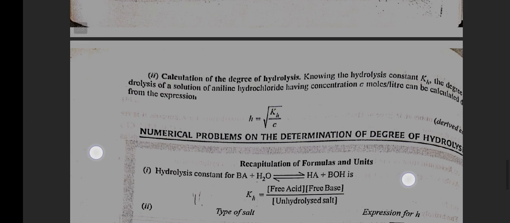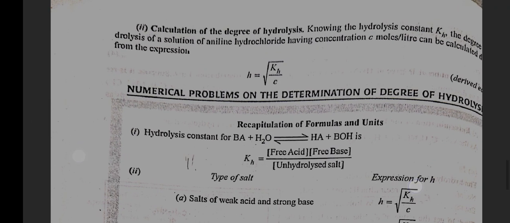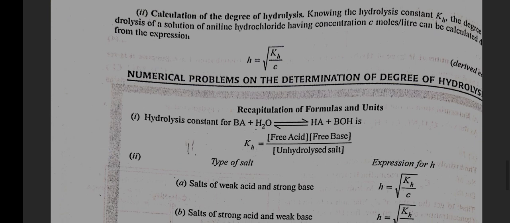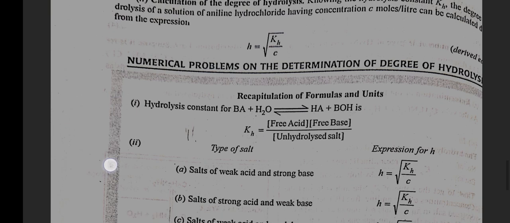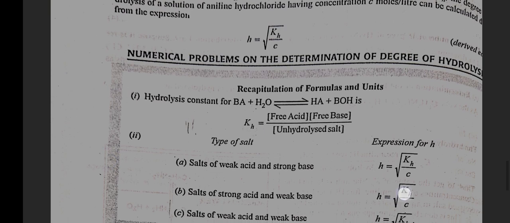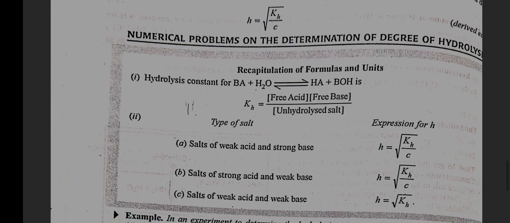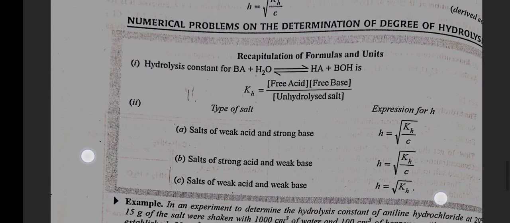Second, calculation of the degree of hydrolysis. Knowing the hydrolysis constant Kh, the degree of hydrolysis of a solution of aniline hydrochloride having concentration C moles per liter can be calculated from the expression h is equal to the square root of Kh divided by C.